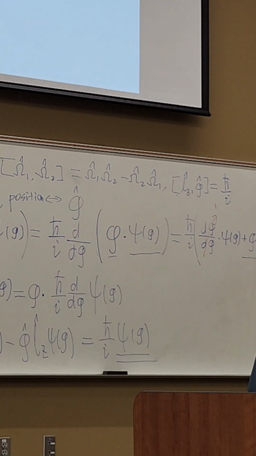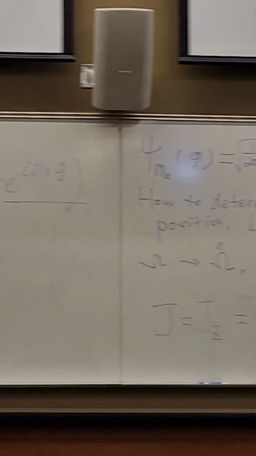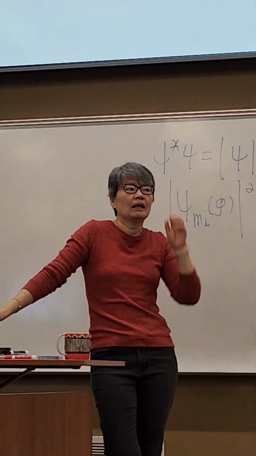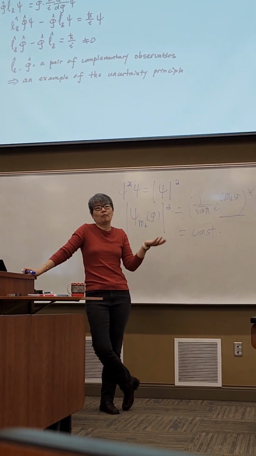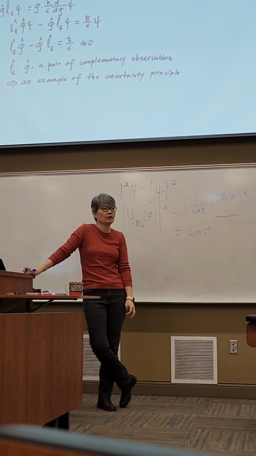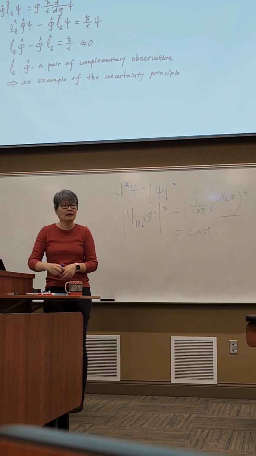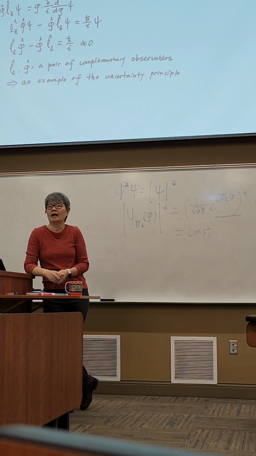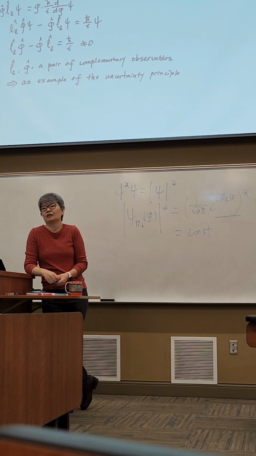h bar over i. Is that a 0? Do they commute? No. They do not commute. If it were 0, these two operators would commute. They do not commute. Therefore, they are complementary observables. If they are complementary observables, then they are an example for the Heisenberg uncertainty principle, meaning you can't determine both of them simultaneously with certain precision.